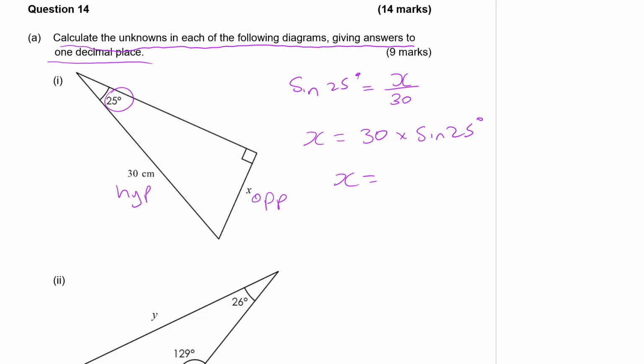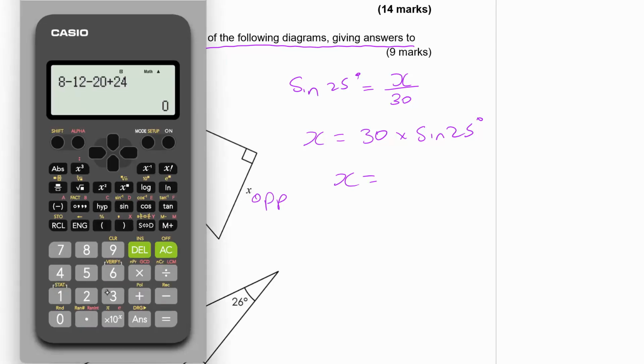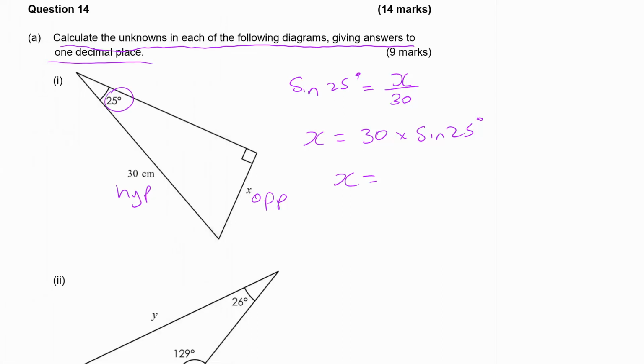And that gives me 30 times sine 25 is 12.7. And that is in centimeters.